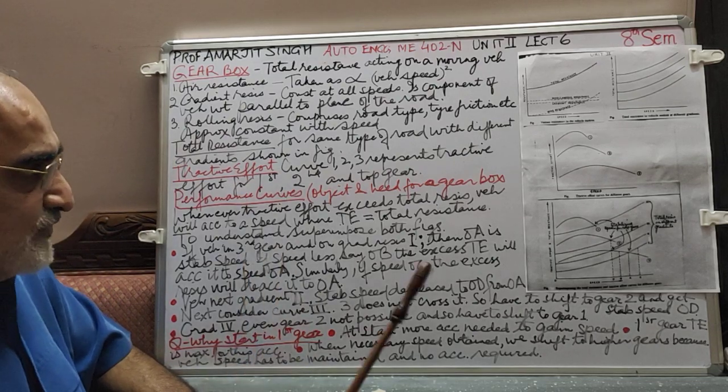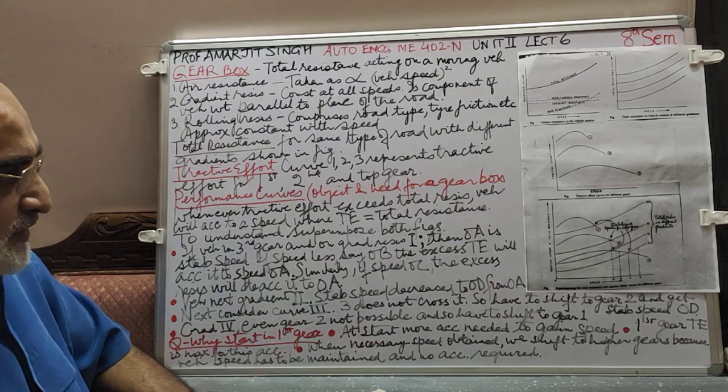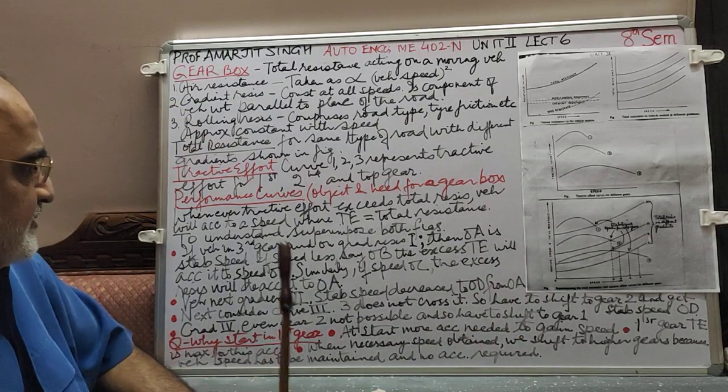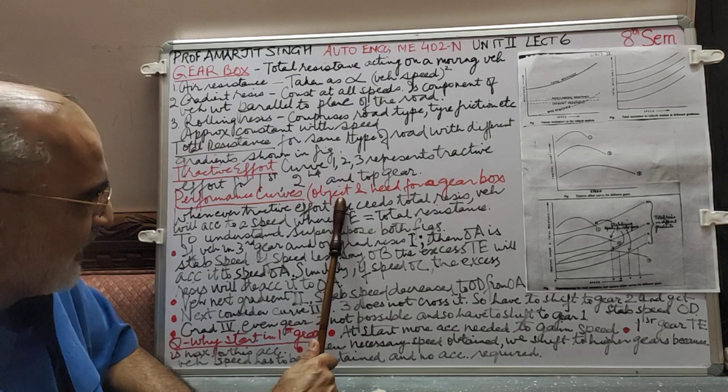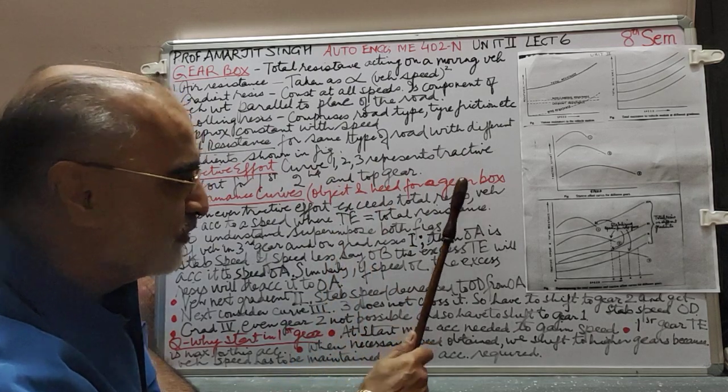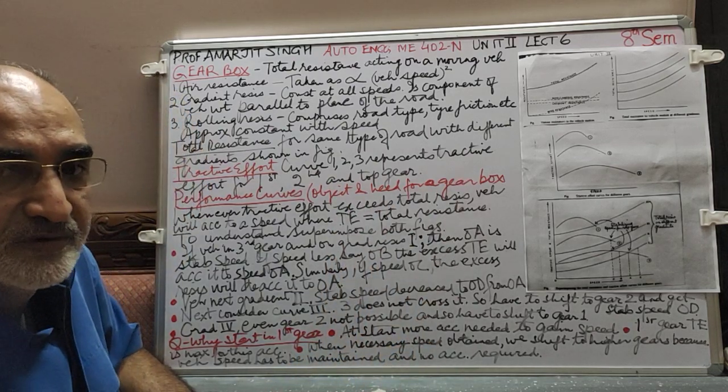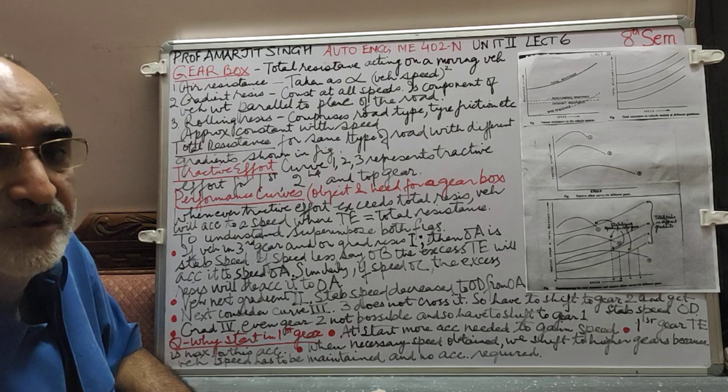So performance curves, now that we established this, now let's draw some inference from this, performance curves. From this, we will find out what is the object and need of a gearbox. Gearbox हम गाड़ी में क्यों होता है?